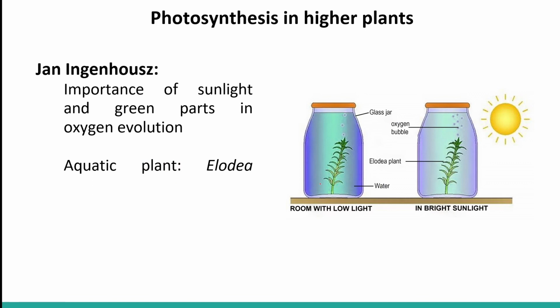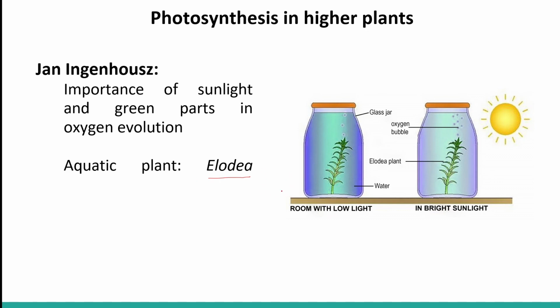Later on, another scientist, Ingenhousz, who was a Dutch physician and a plant physiologist, modified Priestley's experiment a little bit. He showed the importance of sunlight and the green parts of the plant in oxygen evolution. He showed that sunlight and the green parts of the plant are involved in oxygen evolution. And he was using the aquatic plant Elodea. So this is the Elodea plant.